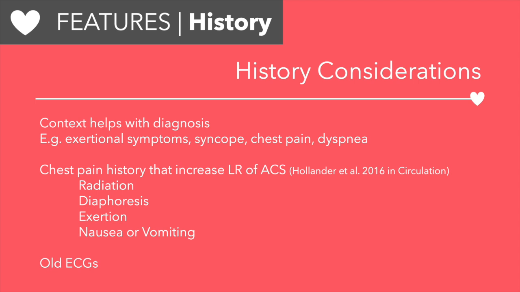According to a paper in Circulation, there are certain chest pain history items that increase the likelihood of acute coronary syndrome. These are radiation, diaphoresis, exertion, and nausea and vomiting. As part of the history, it is useful to grab old ECGs to compare it with the current one to see what ECG findings are old or new.